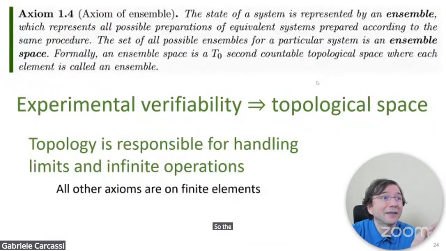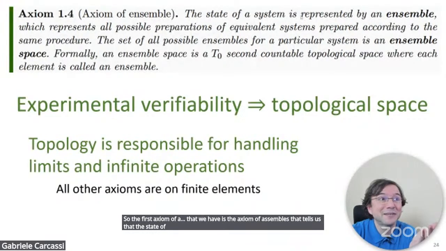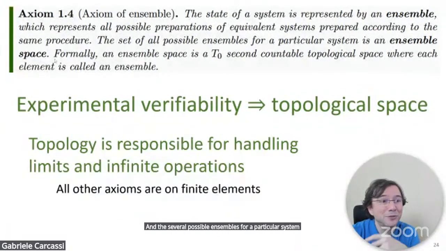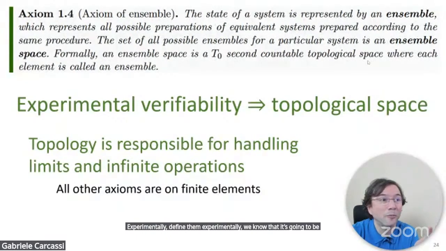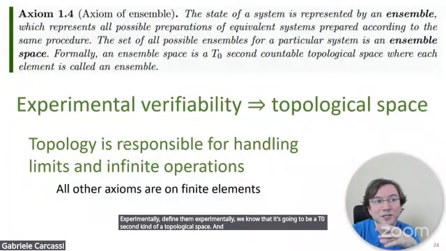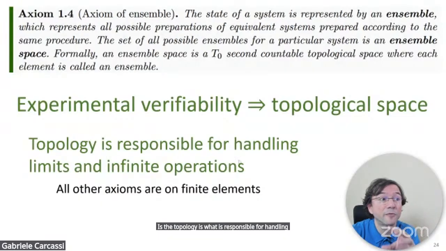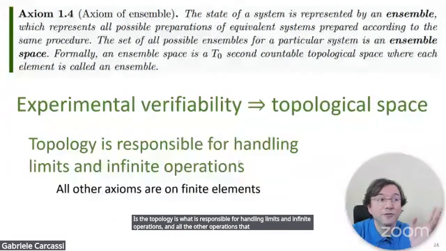So the first axiom that we have is the axiom of ensembles, that tells us the state sigma of a system is represented by an ensemble, which represents all possible preparations of equivalent systems prepared according to the same procedure. And the set of all possible ensembles for a particular system is an ensemble space. So we know what an ensemble space is, and since it has to be verifiable experimentally, definable experimentally, we know that it's going to be a T0 second countable topological space. And what is going to be key for us is that the topology is what is responsible for handling limits and infinite operations, and all the other operations that we have in the space are finite.